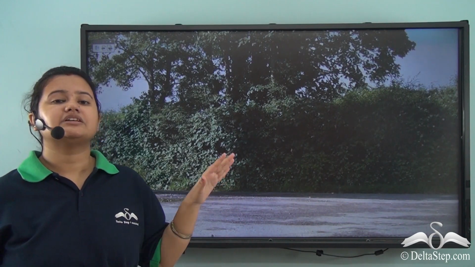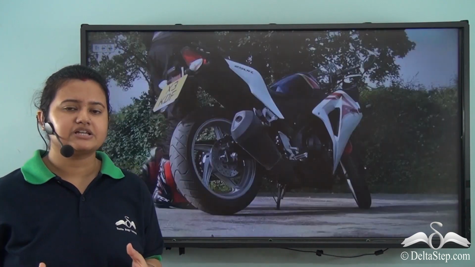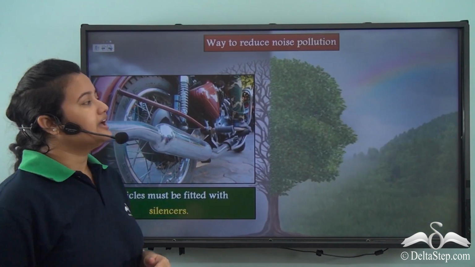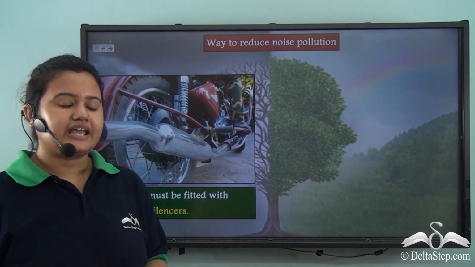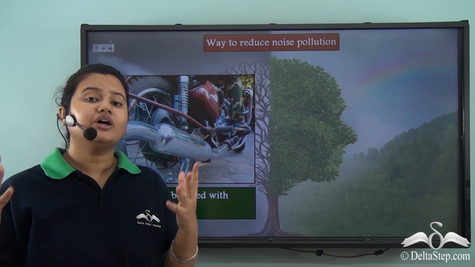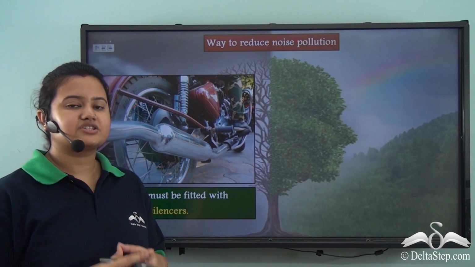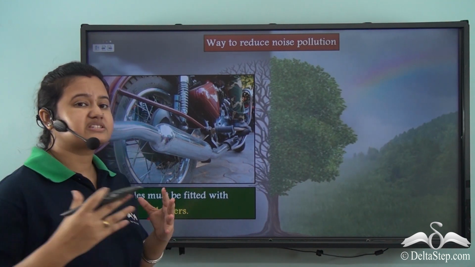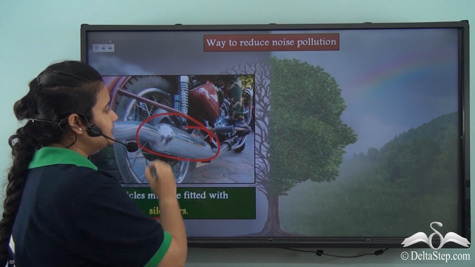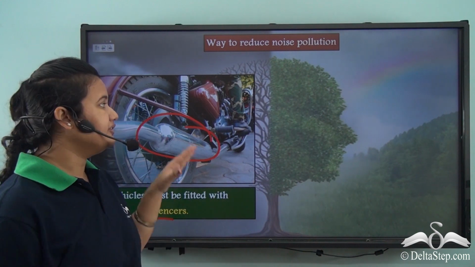Well, this time the sound produced by the vehicle was not that unpleasant. Can you tell me why? Well, in the second case, as we heard, the sound produced by the bike was not that loud and unpleasant. This is because a device called silencer was fitted in the bike. Now, this silencer helps to reduce the sound produced by the vehicles.